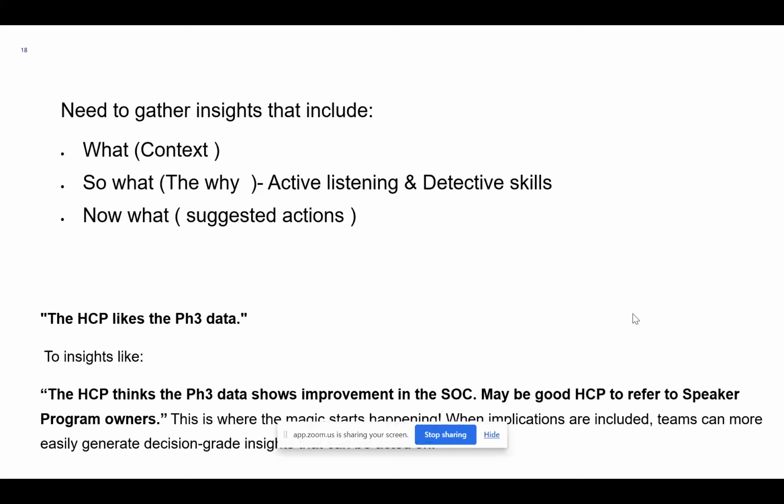So when you try to gather insights, always think of these three questions: what, so what, and now what. What is about the present context. So what is the why. Why is he thinking that way, why does this particular person believe that? For this you need to improve your listening skills.